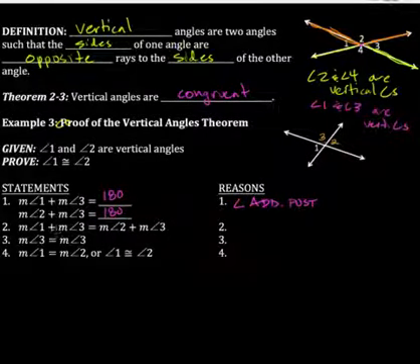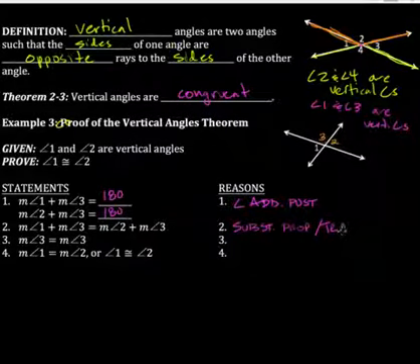Now step 2 says, well, if angles 1 and 3 add up to 180 and angles 2 and 3 add up to 180, it means that angles 1 and 3 added together would be equal to angles 2 and 3 added together. And there's a couple of reasons you could use right here. You could use substitution. So you could say the substitution property. Or you could also say it's because of the transitive property.